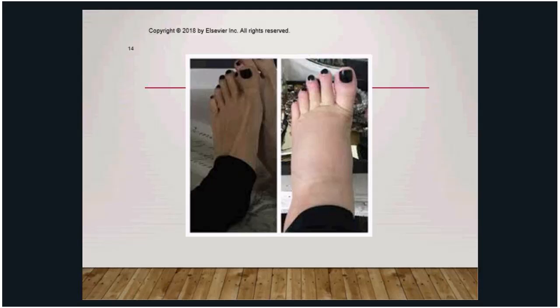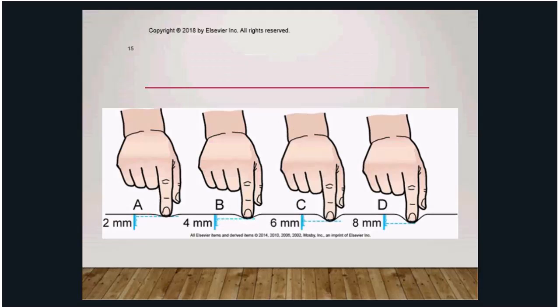Here's a good picture of the edema you will see. So there is a normal foot on the left, and on the right, the poor swollen edematous foot. This is showing you 1, 2, 3, and 4, showing you pitting edema.